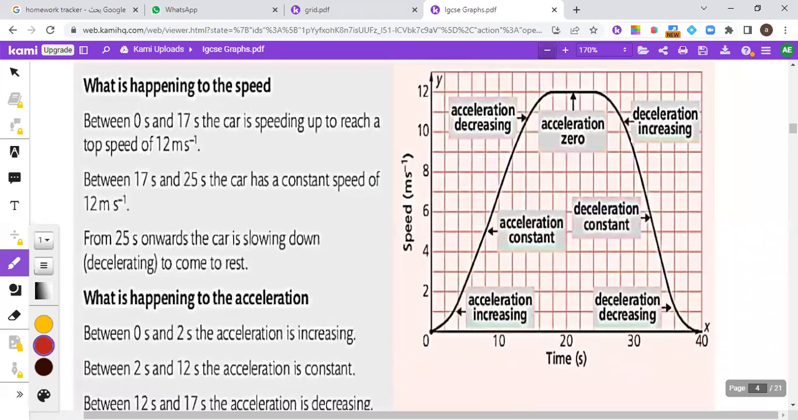Here we have the time and the speed, the time here from 0 to 40 seconds, and the speed from 0 to 12 meter per second. Here it is accelerating, increasing, here constant, here decreasing, here rest, here increasing, and then constant, and then decreasing. Let's see again, complete.